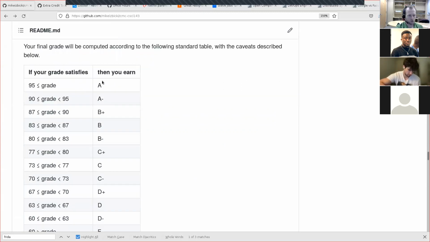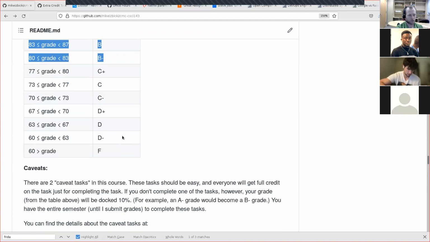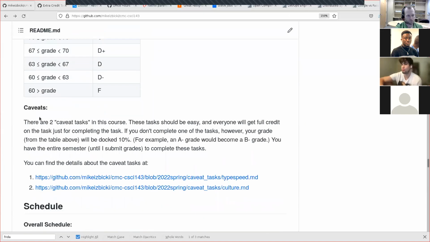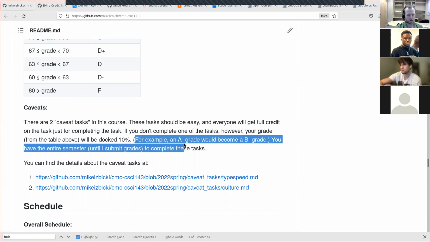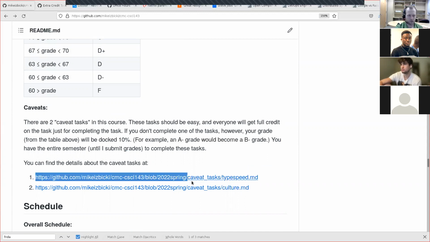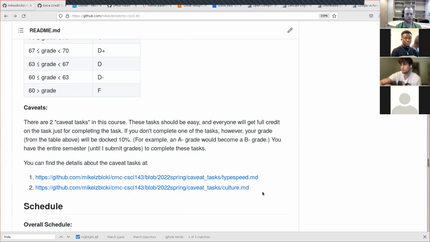Grade schedule: a normal sort of grade distribution with 2 caveats. There are 2 special caveat tasks that you'll have to complete in this course. For each of these tasks, if you do not complete it, you will lose a full 10% on your grade. So an A- would go down to a B- if you don't complete it. But I expect both of these tasks to be relatively easy, and I think everybody should be able to pass both of these tasks just fine.